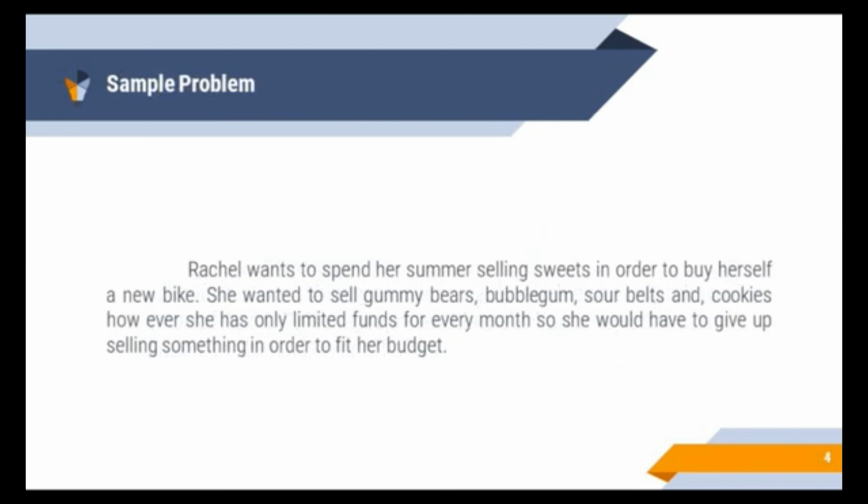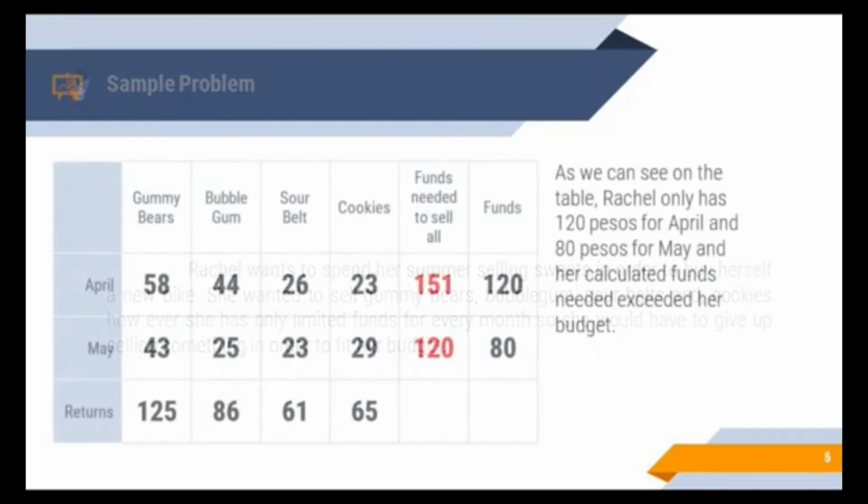Rachel wants to spend her summer selling sweets in order to buy herself a new bike. She wanted to sell gummy bears, bubble gum, sour belts, and cookies. However, she has only limited funds for every month, so she would have to give up selling something in order to fit her budget. As we can see on the table, Rachel only has 120 pesos for April and 80 pesos for May, and her calculated funds needed exceeded her budget. In order to know which product needs to be removed to get the maximum profit that fits our budget, we need to solve this through the use of binary options using Excel Solver.